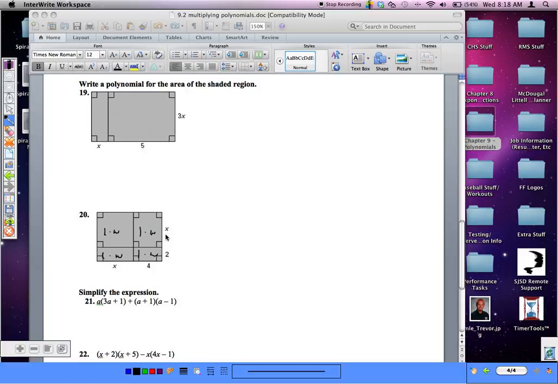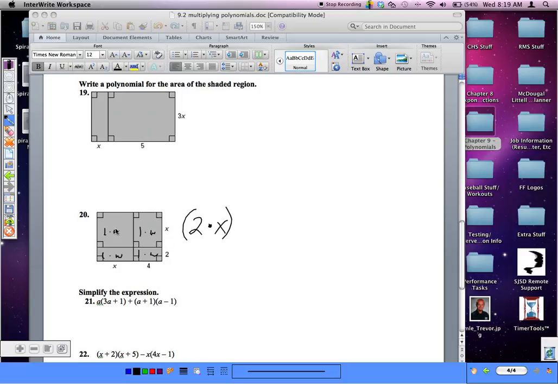If I need to find the total area of all of this, if I take length times width, length times width, length times width, length times width, how am I going to have to combine them? I'm going to have to just add them up. All right? So let's start in the bottom left corner. What is its length? 2. What is its width? X. So that's one of my rectangles.